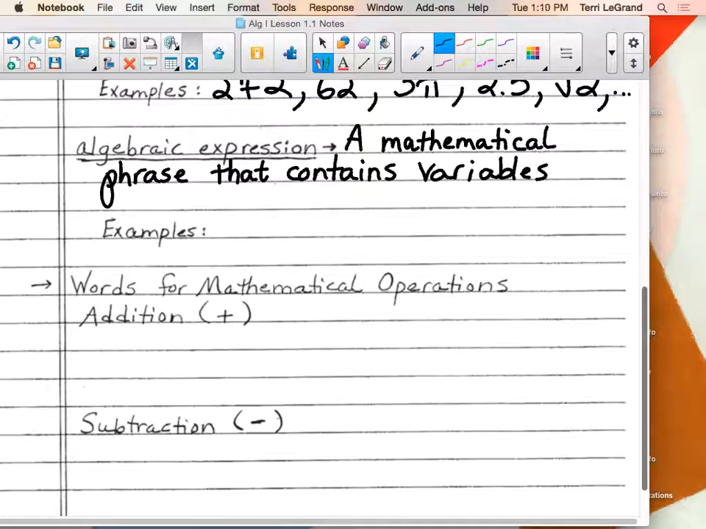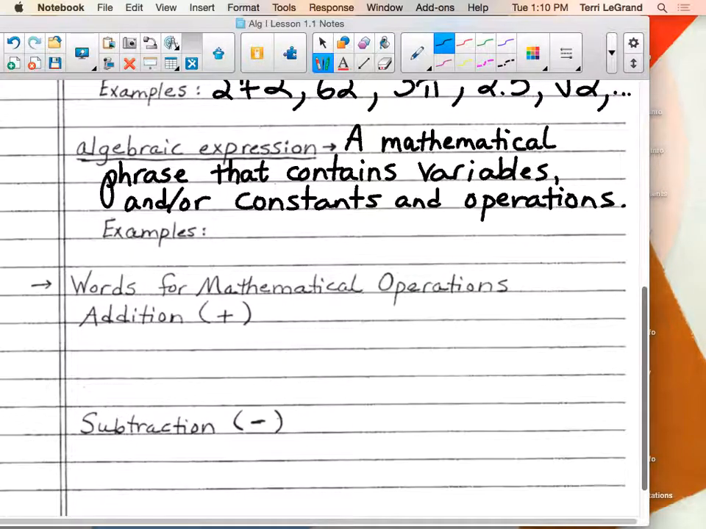So if it has to have variables, then we're going to say that it contains variables and/or constants and/or operations. In other words, it doesn't have to have these things, but it can. So the things that make up a numerical expression, constants and/or operations, can also be involved in algebraic expressions. So what's the only difference between algebraic and numerical? Letters, variables.